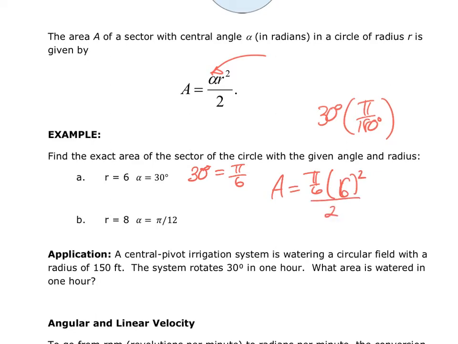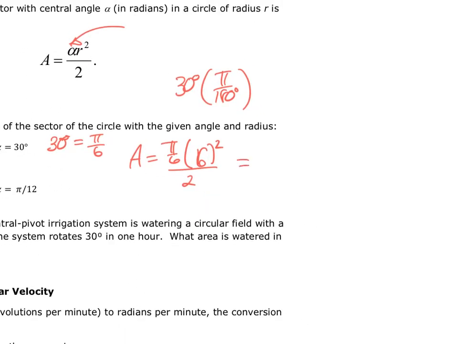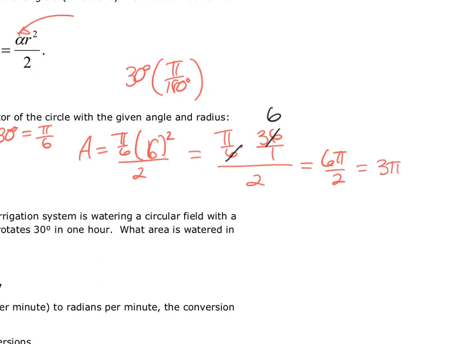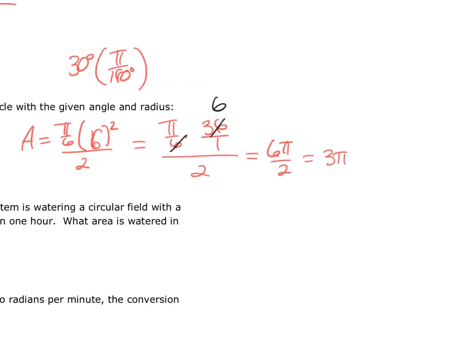So what I end up with is pi over 6 multiplied by 36 over 1 divided by 2. The only reason I'm doing this is because I'm required to find the exact answer, so I want to do some cancellations. The 6 and the 36 will cancel, and I'll end up with a 6 in the numerator. So I have 6 pi divided by 2, and my answer ends up being 3 pi. If my radius was in centimeters, my answer would be in centimeters squared. I don't know what it is, so I'm just going to write units squared.